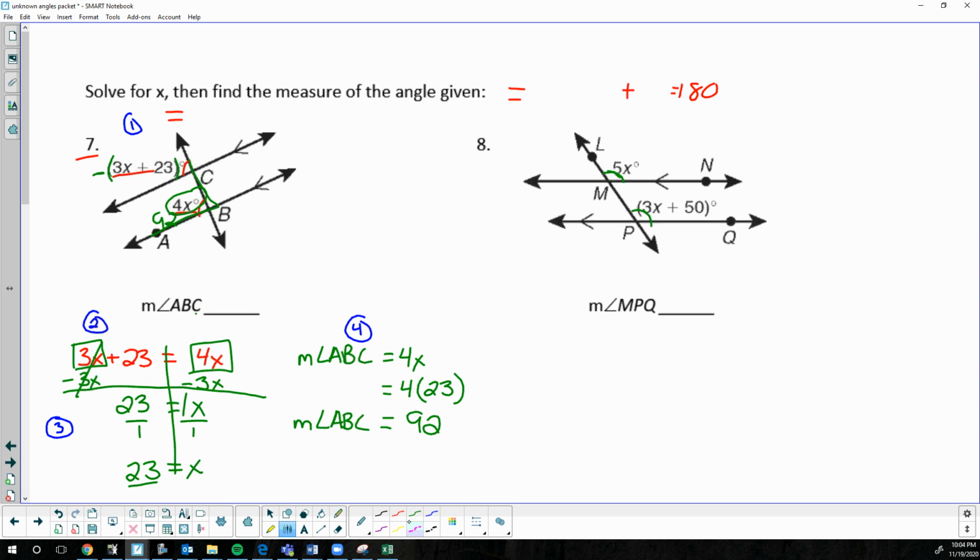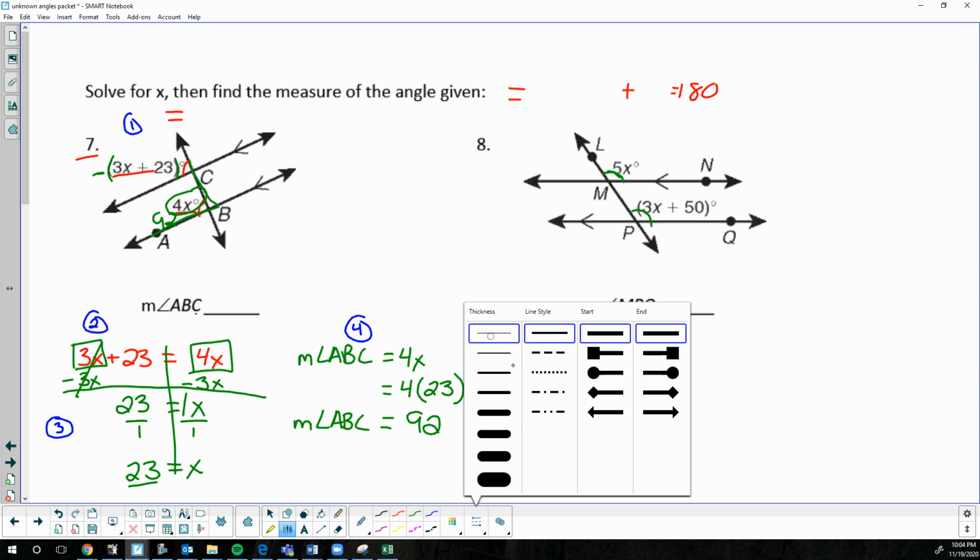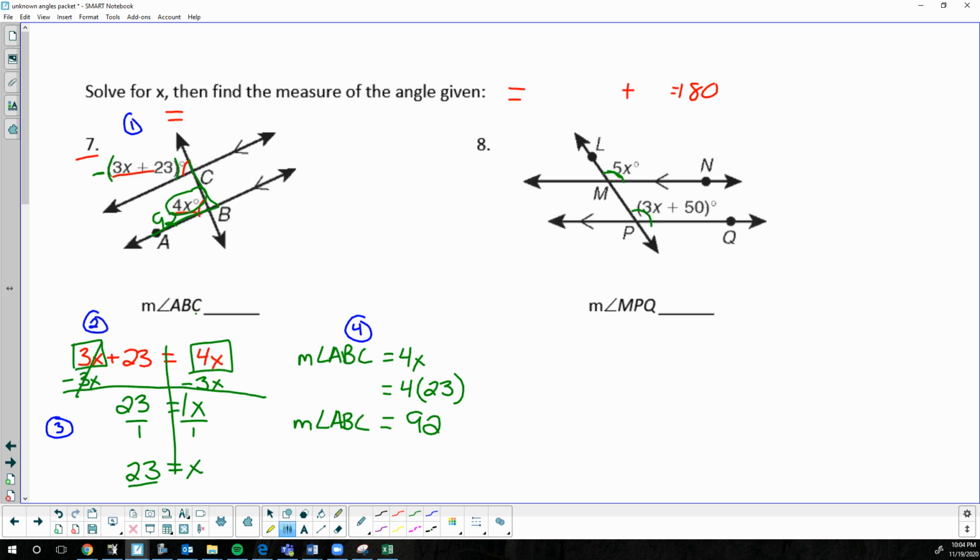So a review for page 11 to make sure that you're getting it. Problem number 7 we did in class, so it's right there on the video. Just remember, step 1 is mark your angles, figure out your relationship. For this case, it was equal.